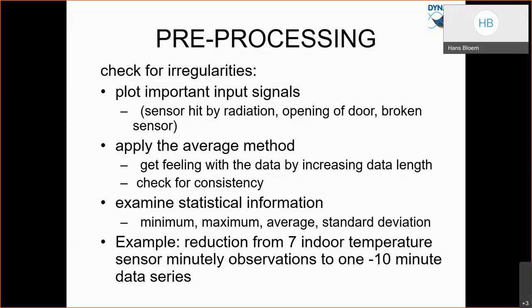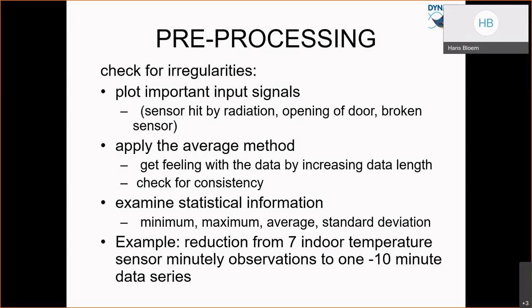So what you have to do is just plot it using Excel, and look for unexpected behavior of the input signals. And the reasons for that can be many. It can be, for example, that a sensor is hit by solar radiation and is suddenly giving completely different results. Or that other events have taken place, like the sensor not working anymore, etc. So plotting is the first step.